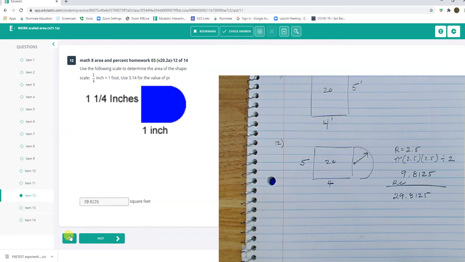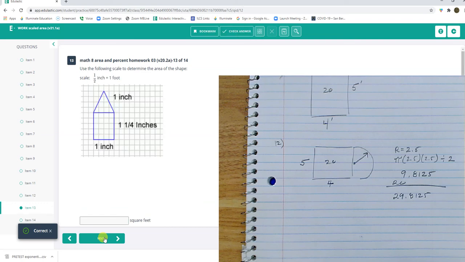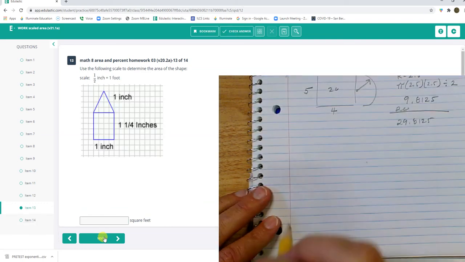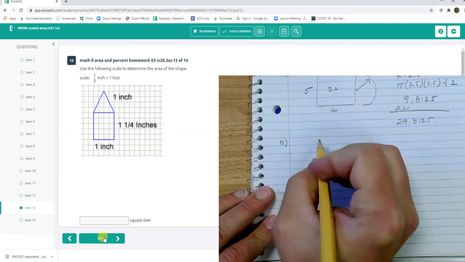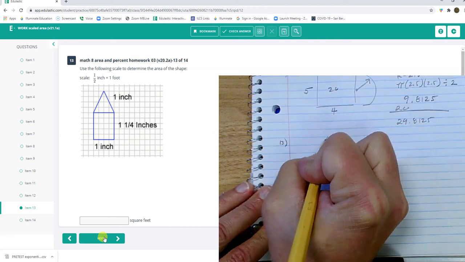Let me go back and do a check answer on that first. Number 13. I've got this funny little house thing.